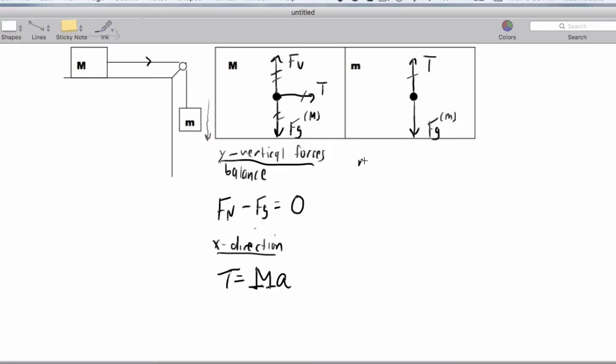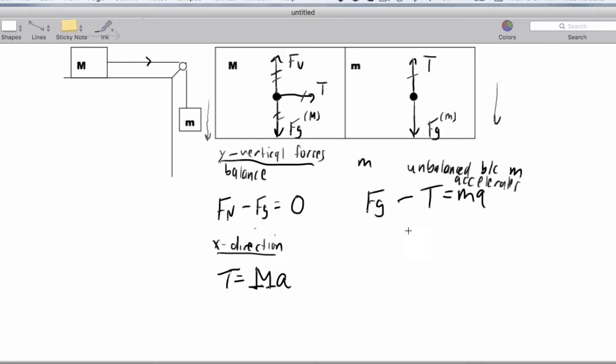Now for this little m, let's be clear. We have Fg pulling us down. That's the direction of motion, so I'll make that positive. Minus the tension pointing in the opposite direction. These forces do not balance. Unbalanced, because little m accelerates. It's not just that it falls, it's that it's falling, gaining speed.